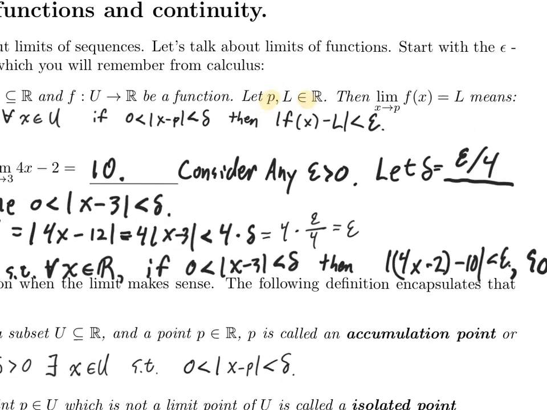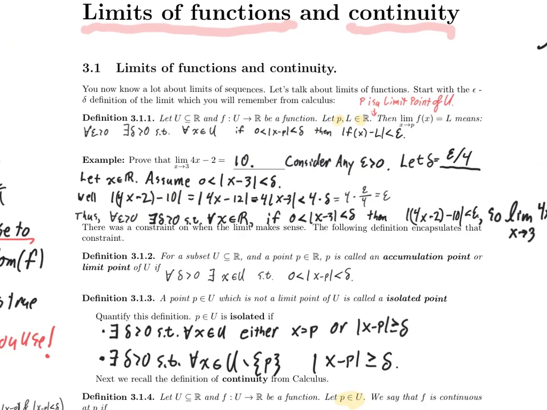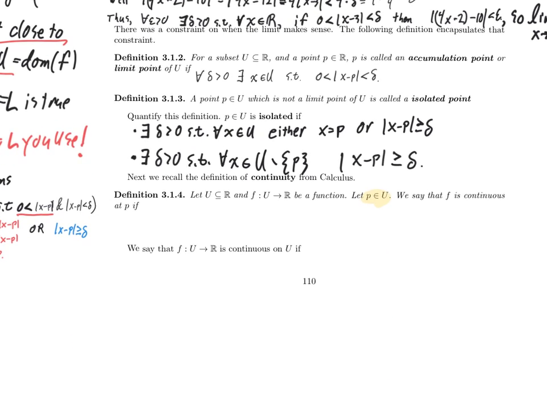Except really, I also need up here P is a limit point of the domain U. So limits make sense at limit points. You can only ask about continuity at points in the domain. So carrying on, we say that f is continuous at p if, and something super similar, right?